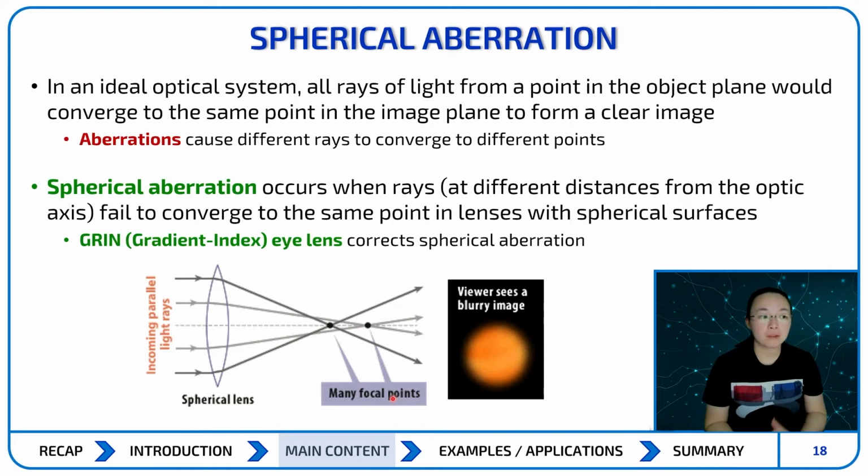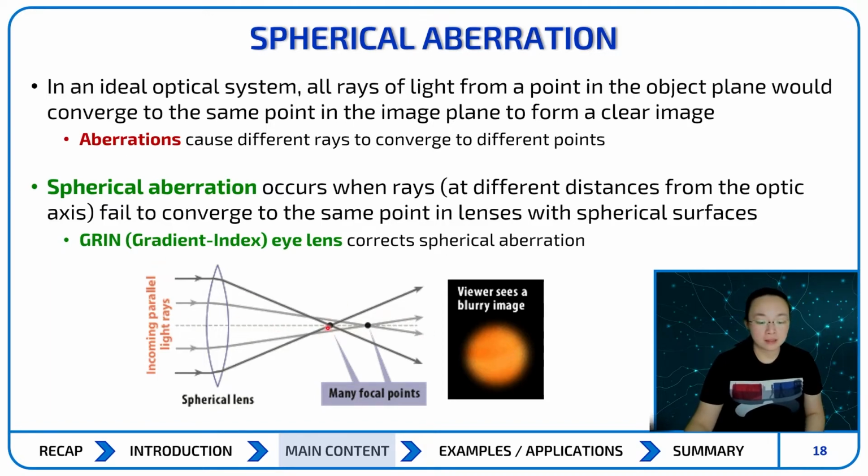at a specific depth. So we first start with spherical aberrations, and then afterwards we'll talk about chromatic aberrations, because there are two different types that are the most important. A spherical aberration happens when the rays at different distances from the optic axis fail to converge to the same point in the lens with spherical surfaces.